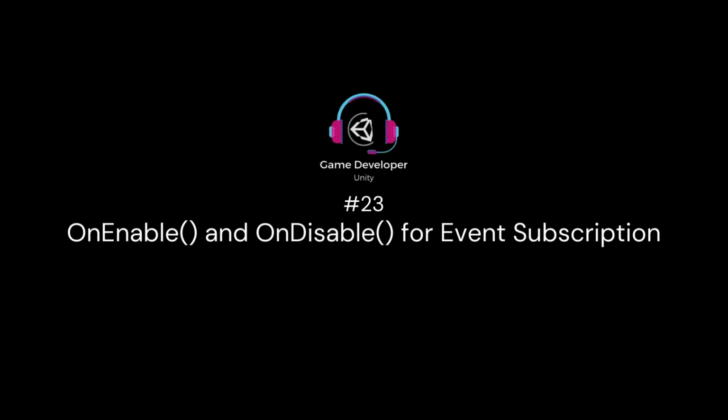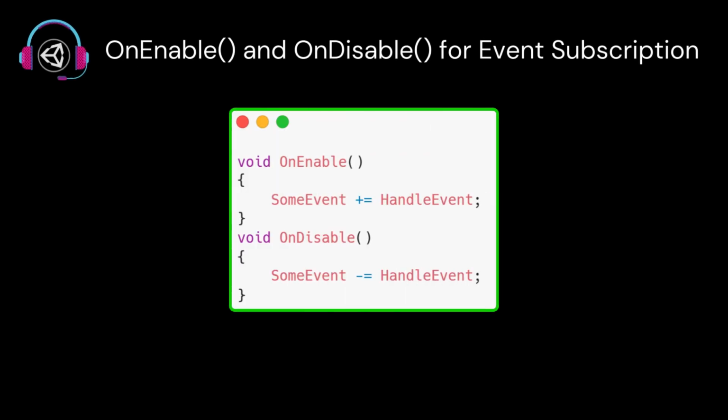Tip number 23, use OnEnable and OnDisable for event subscription. When working with event listeners, subscribe to events in OnEnable and unsubscribe in OnDisable. This ensures that events are only handled when the object is active, preventing memory leaks and unnecessary checks.